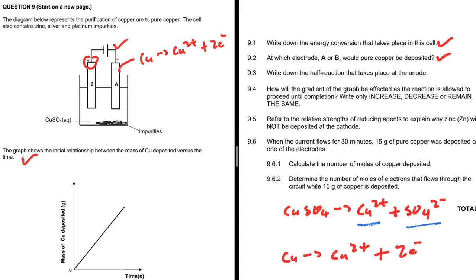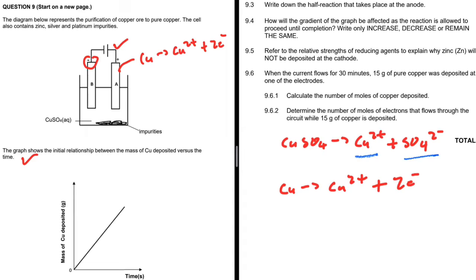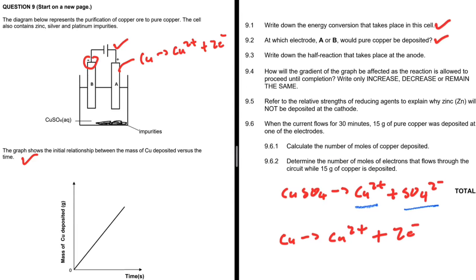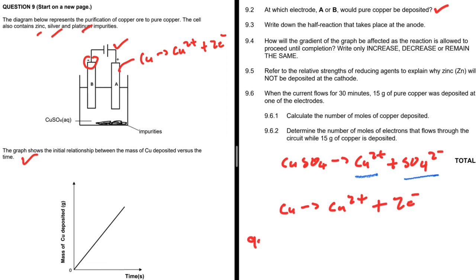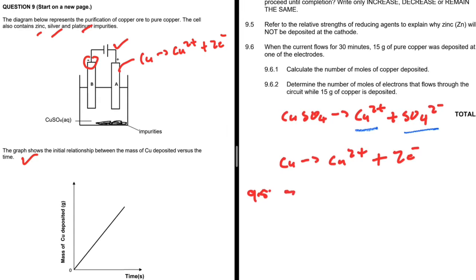9.5. Refer to the relative strength of reducing agents to explain why zinc will not be deposited at the cathode. Why zinc is not going to be deposited at B. So let's take a look at what is happening here. The question says that we have some impurities, which happen to be zinc, silver, and platinum. But in 9.5, we are only interested in zinc and copper. Why is zinc not being deposited at the cathode? Why is it copper that is being deposited at the cathode?